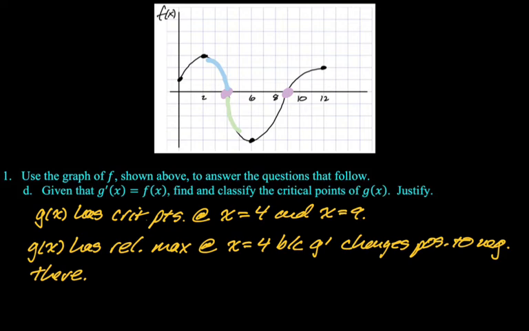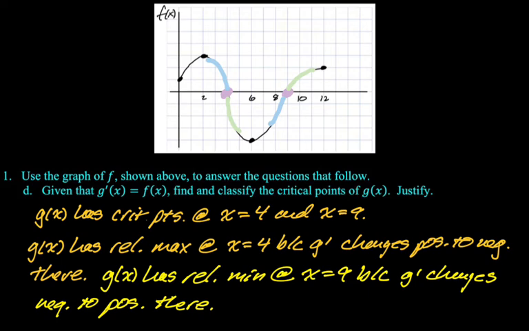Anyway, that's my explanation. At 9, you can see that your derivative is going from negative to positive. When you go from negative to positive, that means the function itself is going from decreasing to increasing. You're at a relative minimum. So let's write that down. G of x has a relative minimum at x equals 9 because g prime changes negative to positive there.